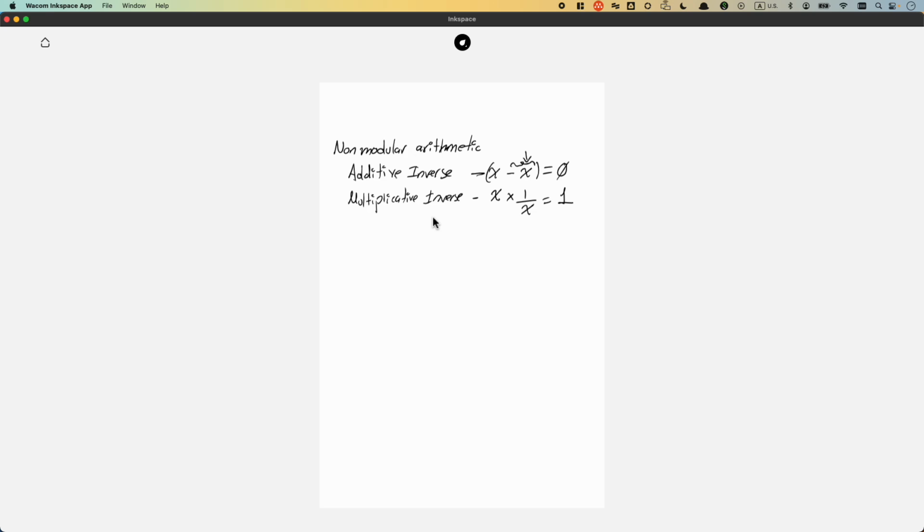Similarly, the multiplicative inverse of x is this number 1/x, which when we multiply with x, should lead to the number 1. Now, what about modular arithmetic? So what about these two, 1 and 2? What do they look like in modular arithmetic?